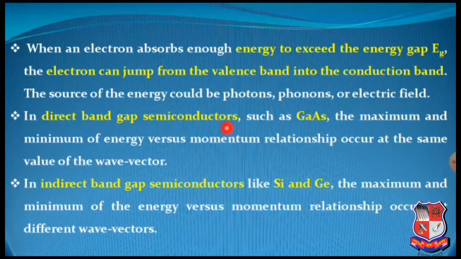In direct band gap semiconductors such as gallium arsenide, the maximum and minimum of the energy versus momentum relationship occur at the same value of wave vector. So there is no change in the wave vector of an electron, whether it is in the valence or conduction band. But in indirect band gap semiconductors, the examples are the well-known silicon and germanium, the maximum and minimum of the energy versus momentum relationship occur at different wave vectors.